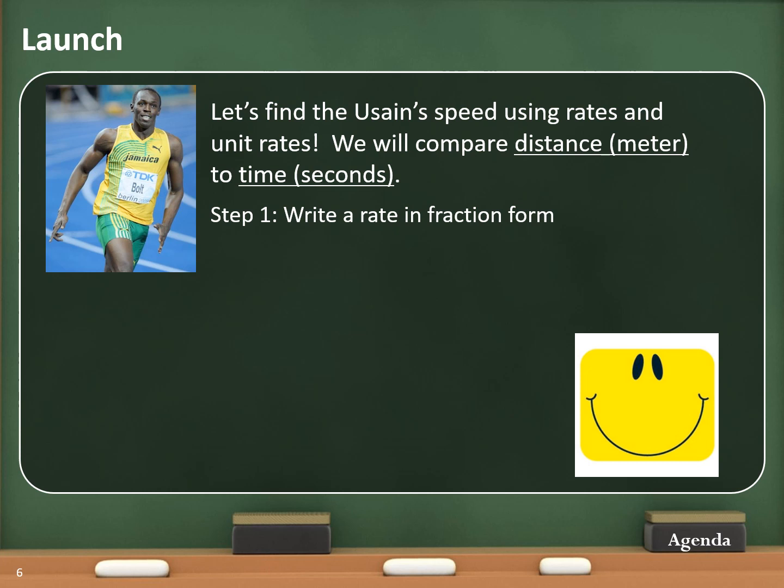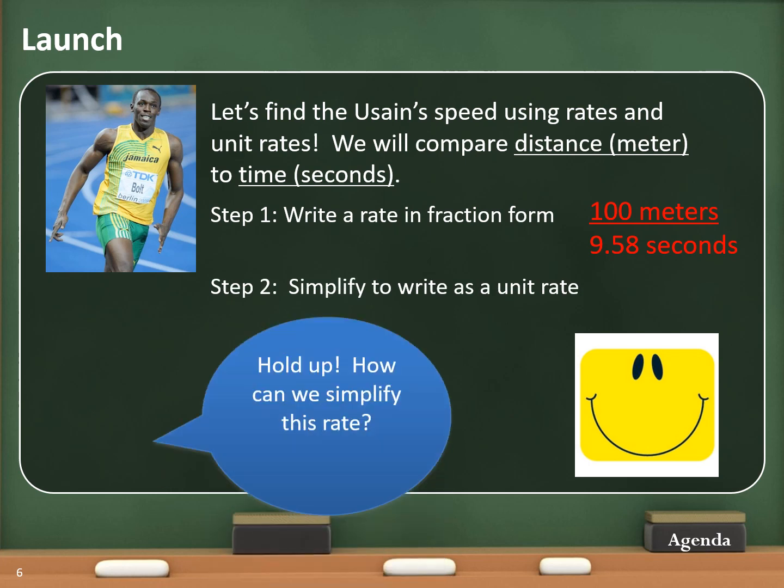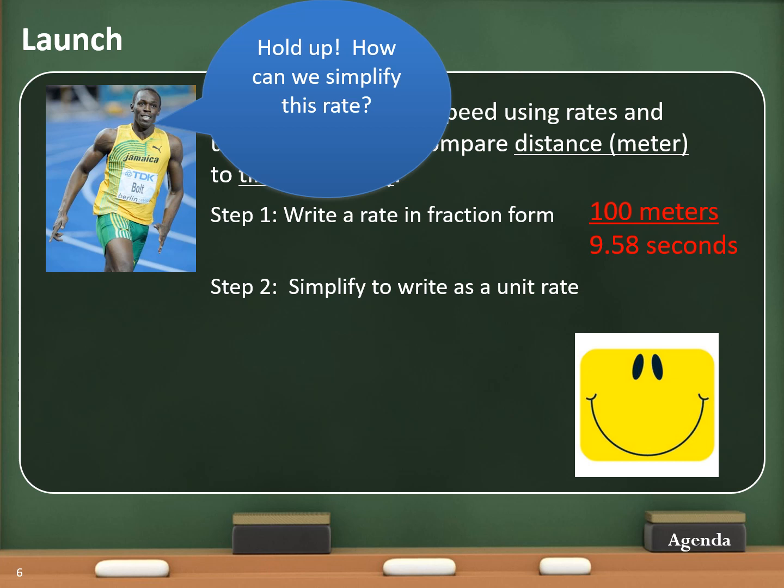Now, using this, we have to write a fraction. Write the rate in fraction form: 100 meters divided by 9.58 seconds. That means what are we calculating? We are calculating in 1 second how many meters he ran. If we are dividing by seconds, that means in 1 second how many meters he ran. Then simplify it to write it as a unit rate. How can we simplify this rate? What do we have to do?